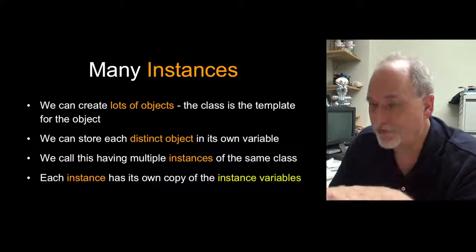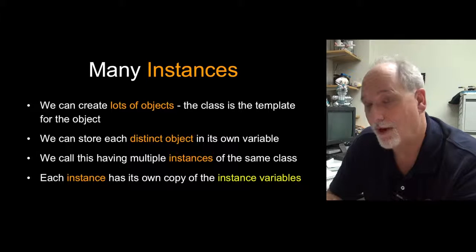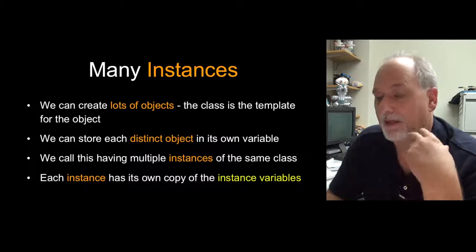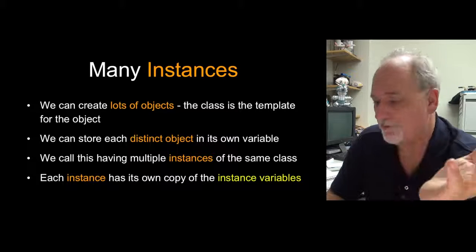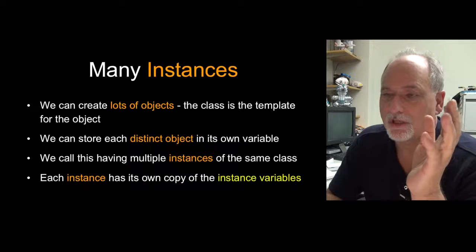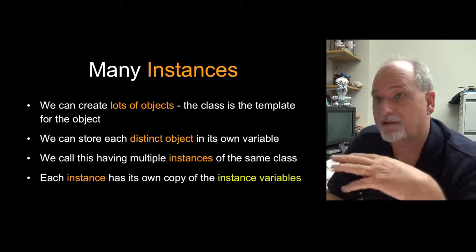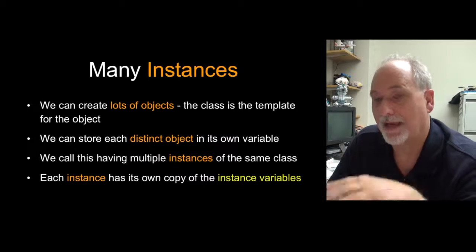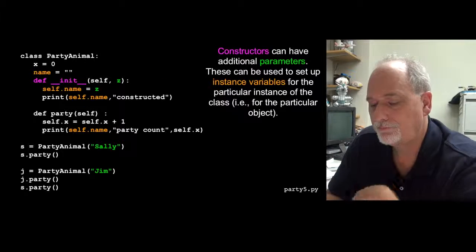So we can create lots of instances. Everything we've done so far is we make a class and then we create one instance, one object. And each of these objects ends up being stored in its own variable. We have a variable an and we've been using it. But the more interesting thing begins to happen when we have multiple instances of the same class sitting in different variables, and each has its own copy of the instance variables. So let's take a look at this.